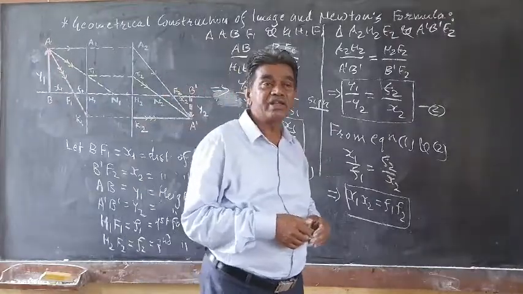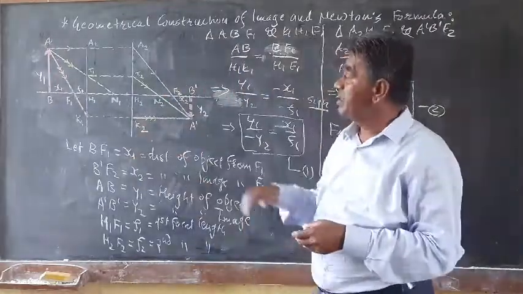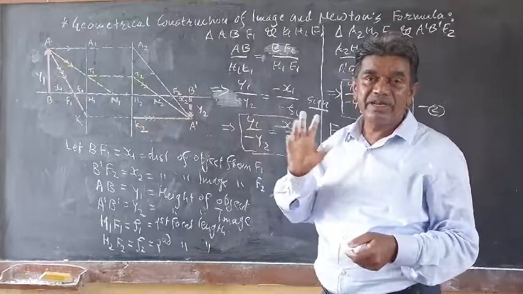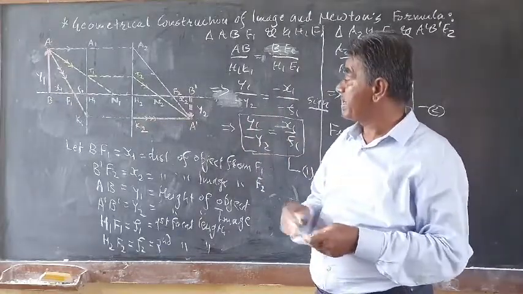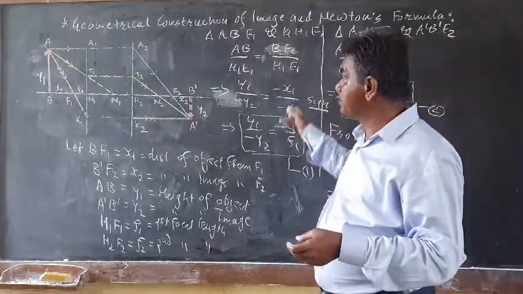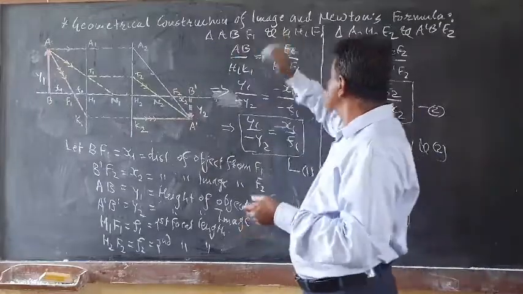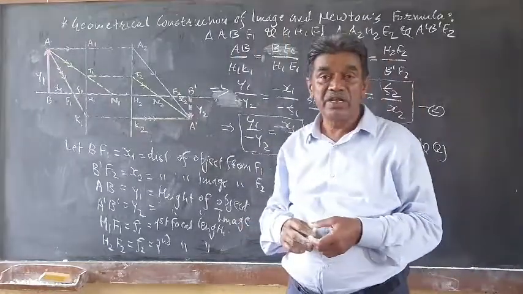You might understand this is a very important article, and in this article we have to take the sign convention into account, and according to that we are getting this result. So that was the geometrical construction of image and Newton's formula.